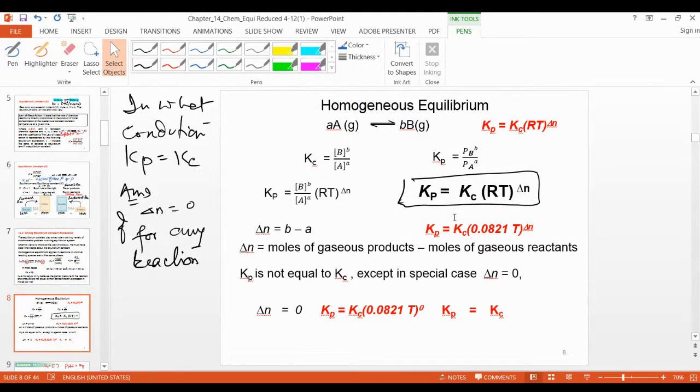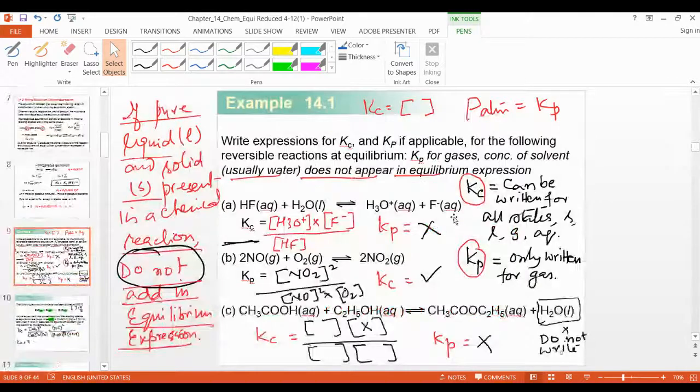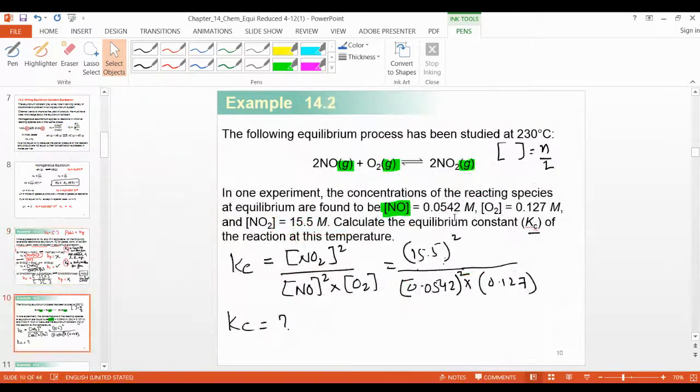Kp and Kc, right? At what condition is Kp equal to Kc? If delta n is 0, right? This is the change in moles. Then Kp is equal to Kc. Otherwise, Kp is not equal to Kc because it is multiplied by R, T, and delta n. Kc you can write for everything, but Kp you can write only for gases.